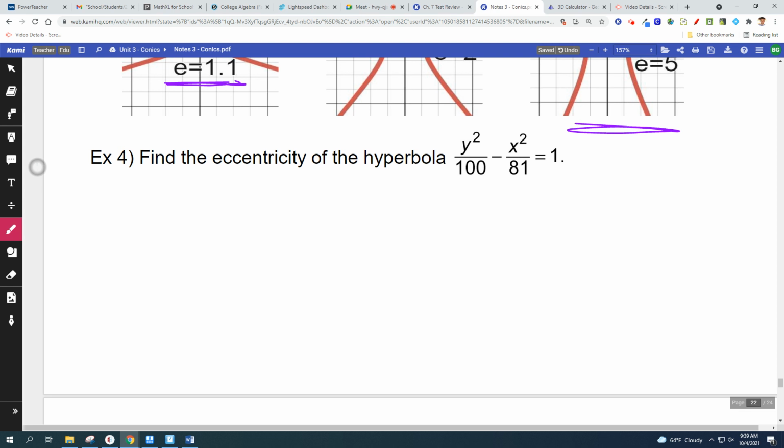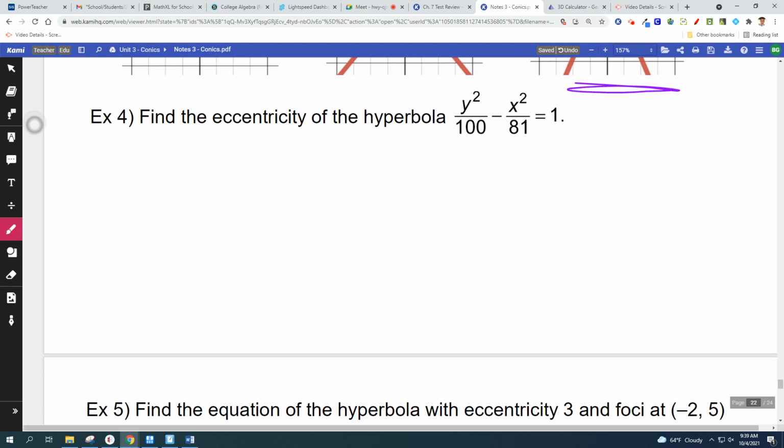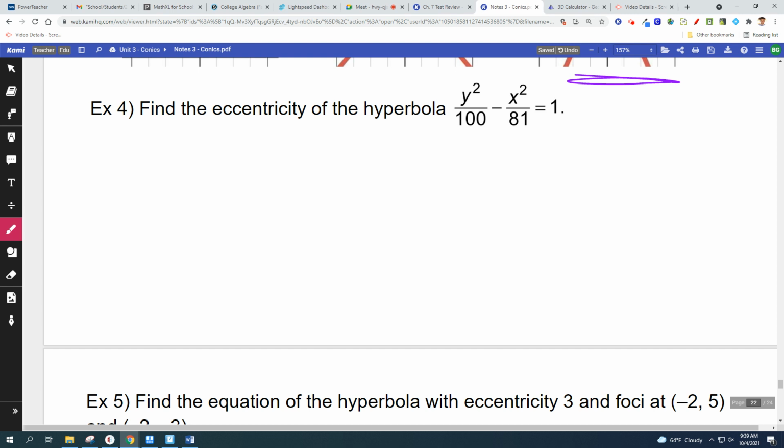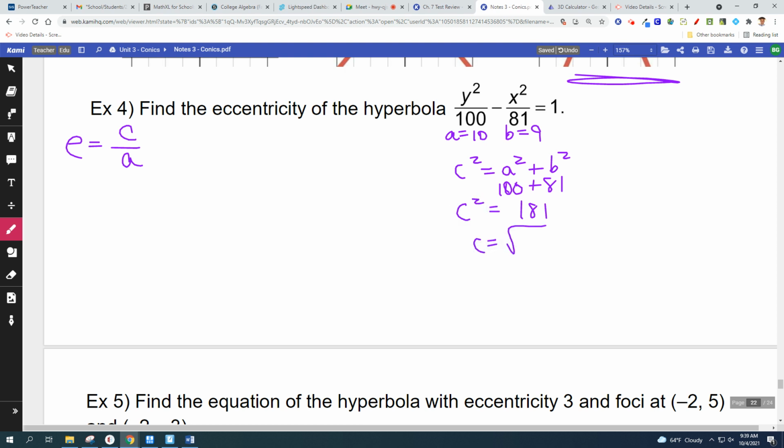So number 4, find the eccentricity of this hyperbola? Well, E equals C over A. We can see that A is 10 and B is 9 pretty quickly. We need to find C using that same equation. C squared equals A squared plus B squared. That's 100 plus 81. That's 181. C squared equals 181. So C equals the square root of 181.